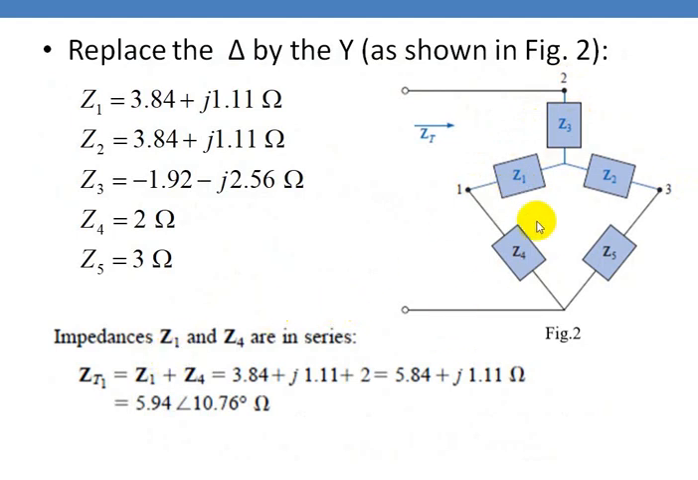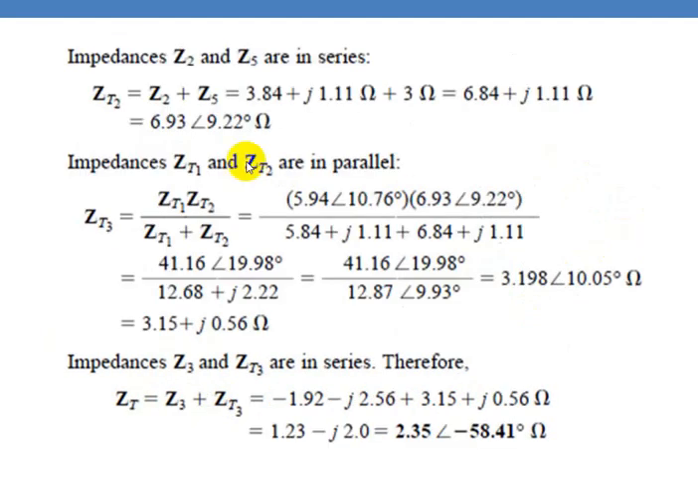So now you'll find that in this, these two impedances are in series and these two are in series. So you can make this as one. I'm calling it ZT1, that is Z1 plus Z4. You find this is 5.94 at an angle 10.76 degrees. Similarly, you combine this and call it ZT2. So ZT2 is Z2 plus Z4, and this comes to be around 6.93 at an angle 9.22 degrees.